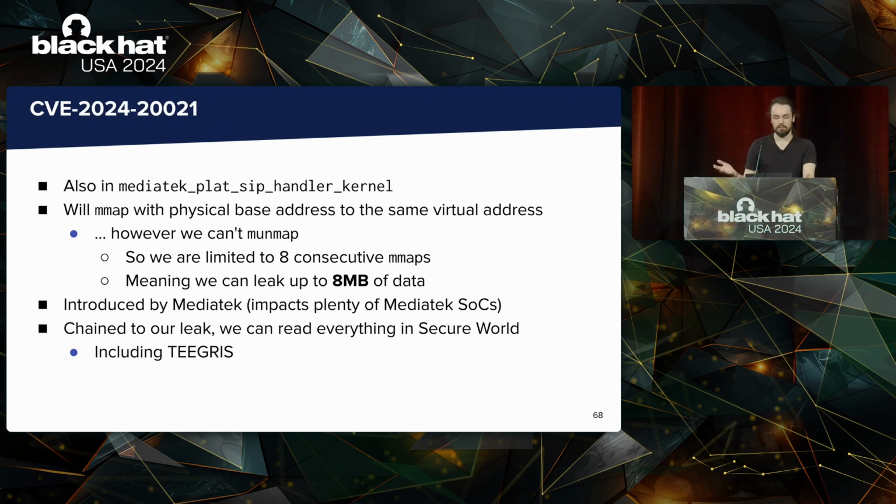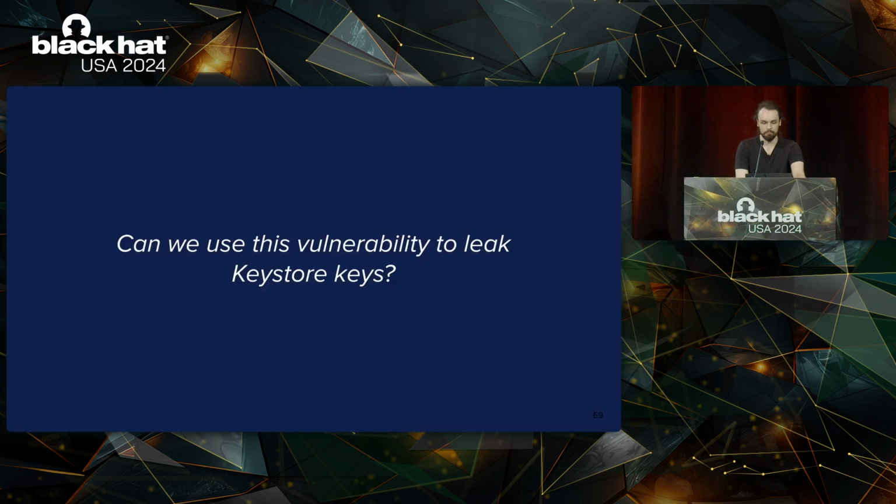And if we combine this with our other bug, the leak bug, we are able to leak anything from the secure world, including the Tigris kernel, including trusted applications. The only limit to this is that we are limited to 8 consecutive nmaps. If we do, let's say 9, the device crashes. So this means that because one nmap is 1 megabyte of memory, we are able to leak up to 8 megabytes of data. But we will see that it's more than enough for what we are going to do.